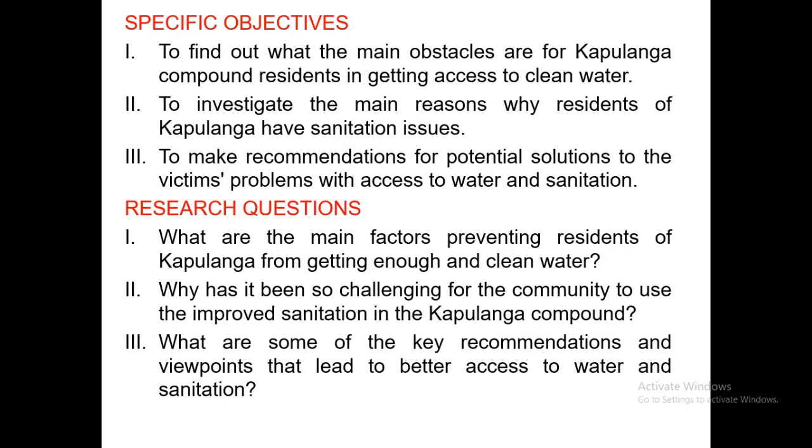However, for us to be able to answer these questions, of course, there have to be questions. So the questions are below. What are the main factors preventing residents of Kaplanga from getting enough and clean water? Why has it been so challenging for the community to use improved sanitation in the Kaplanga compound? What are some of the key recommendations and viewpoints that lead to better access to water and sanitation?